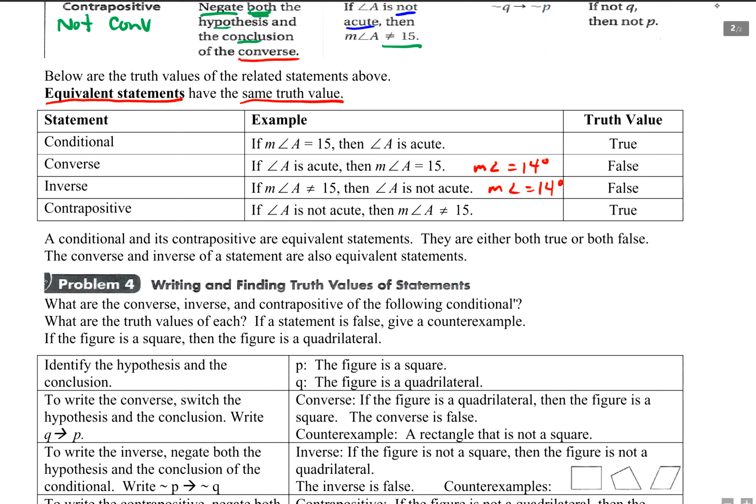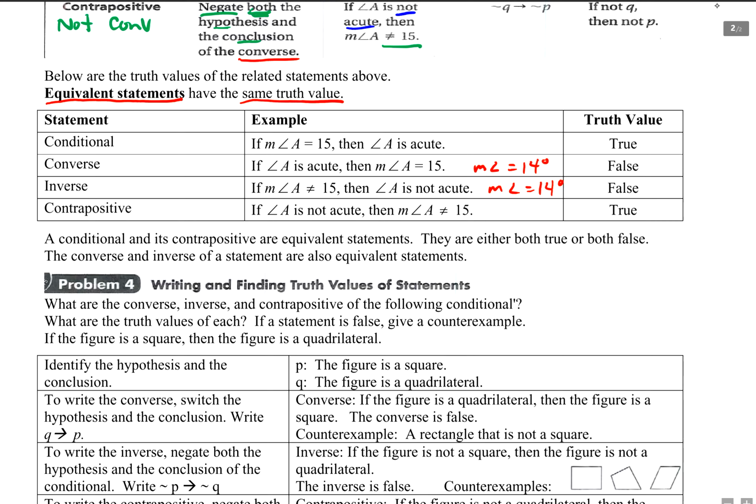Our contrapositive, how do you make a contrapositive? By negating your converse. If angle A is not acute, then the measure of angle A is not 15 degrees. Now that is a true statement, because angles that are not acute are going to measure from 90 to 180 degrees. So we can say that it's not going to measure 15 degrees. There are other results that are true, like it does not measure 14 degrees, but that is not our requirement. Our requirement here is that it's not acute.